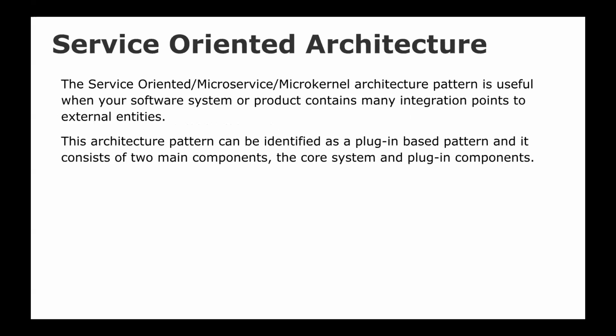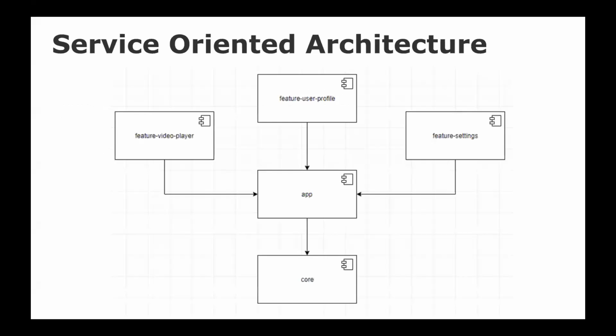The third architecture that we discussed is the service-oriented architecture. As the name suggests, service-oriented architecture is dividing your responsibility into different services. It has different names. People call it microservice, people call it microkernel, somebody calls it plugin-based architecture. So it's all about distribution of roles. It's a kind of plugin-based pattern, and it consists of two main components. One is the core, and the other one is the plugin components.